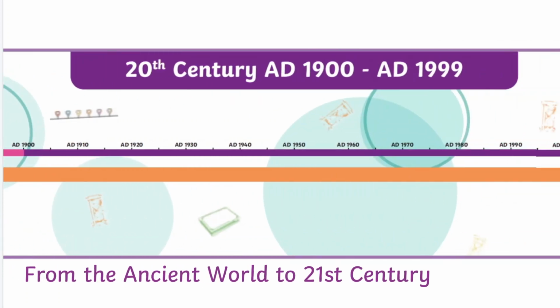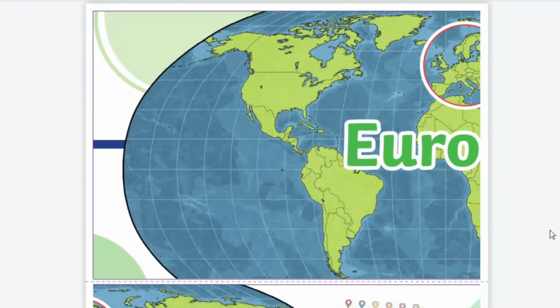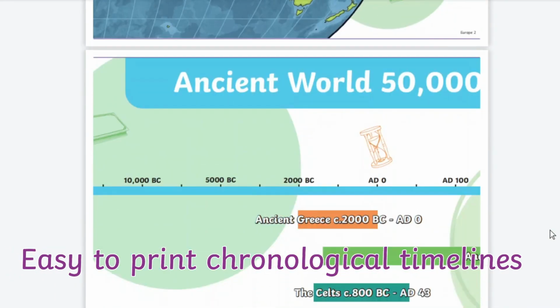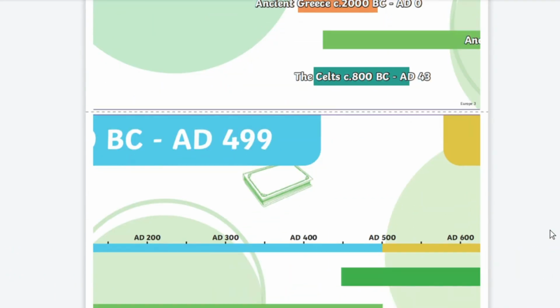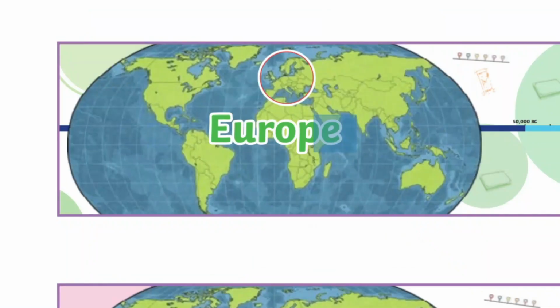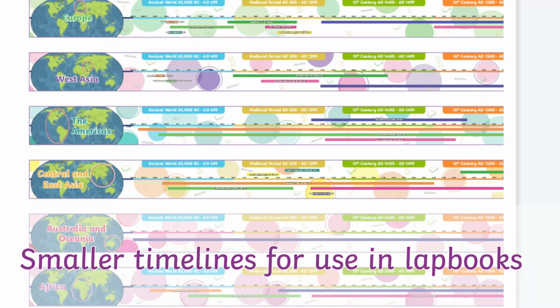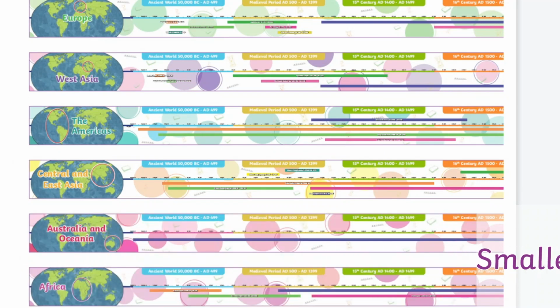You'll be able to print those out and stick them together. You could put them up on your walls, you could put them on the floor, you could take them outside and put chalk marks on. They are brilliant to use. In the pack as well are smaller timelines, so if you just want a small version, maybe to have on a lapbook or to hand on a desk, you'll be able to print those out.